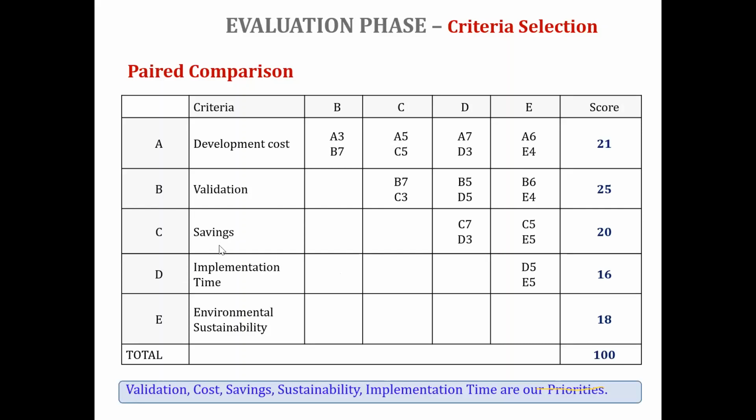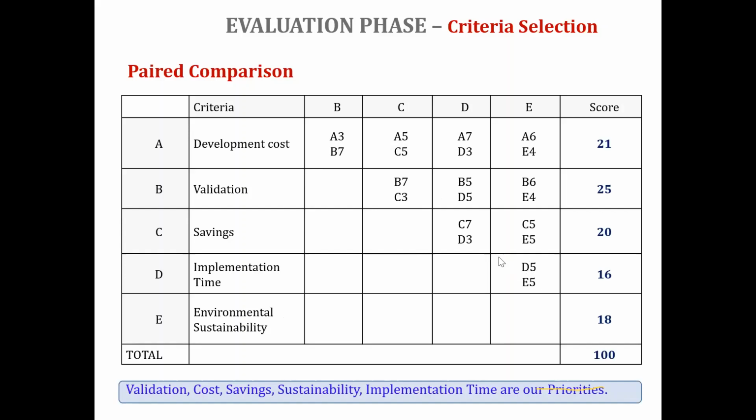Now I'm going to compare C with other parameters. So I need to compare savings with A, meaning development cost, C with A, B, D, and E. So C is nothing but savings. So already we have compared savings with development cost and validation. So already we have compared here. So now what I have to do is compare the savings with implementation time. So savings is important, having 7 points and 3 here. And when I compare the savings with the sustainability, both have 5 points. And the last one is implementation time. And when I compare this with the E category, both have 5 points.